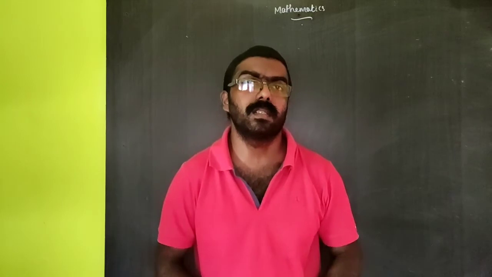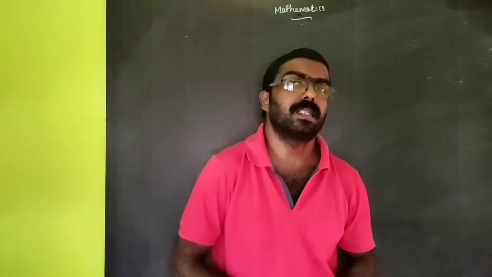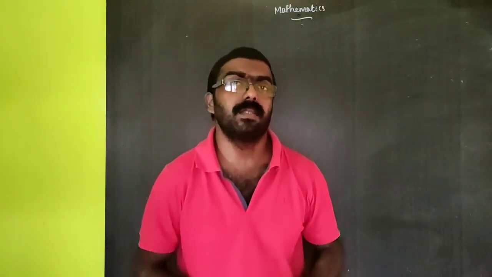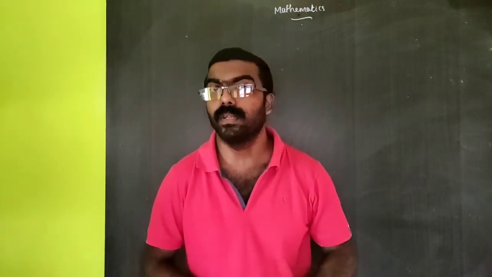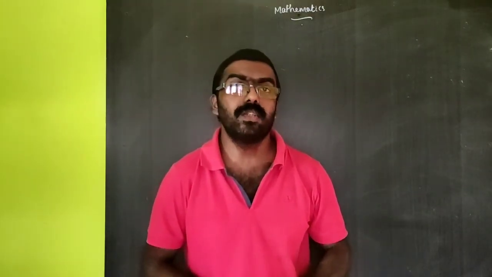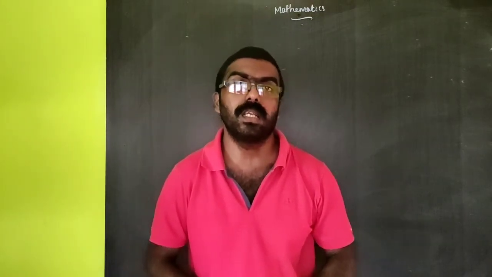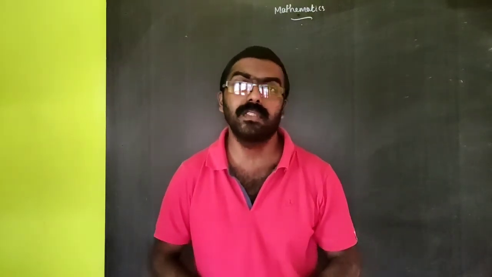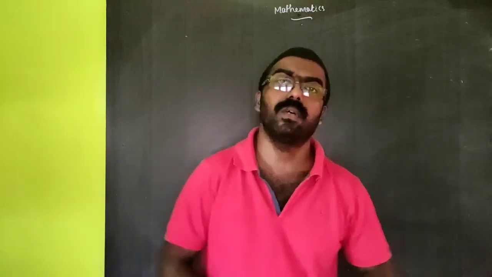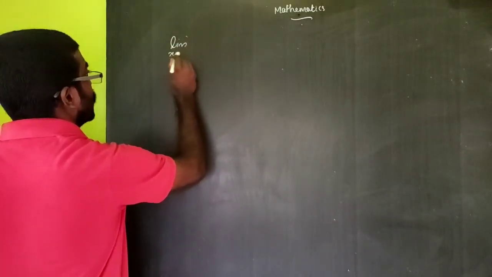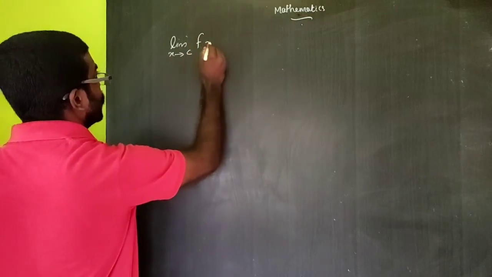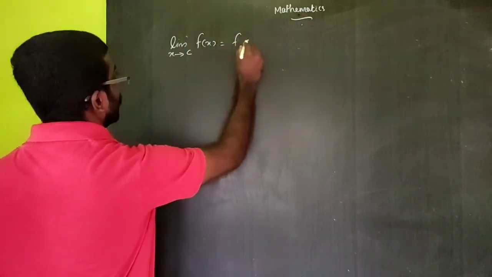What is a continuous function? Suppose f is a real function on a subset of real numbers and let c be any real number in the domain of f. Then f is said to be continuous at x equal to c if limit x tends to c f of x is equal to f of c.